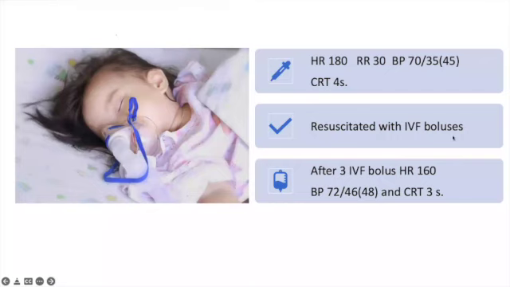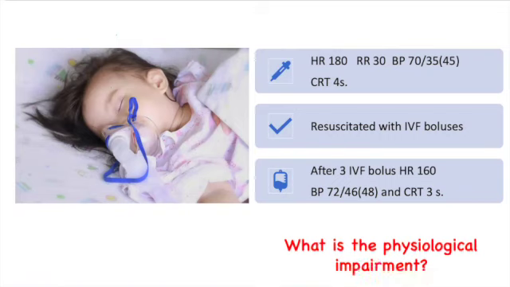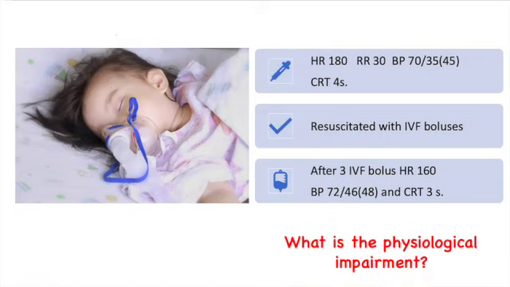You resuscitate the child with IV fluid boluses, and after 3 boluses, the child is still tachycardic, hypotensive with poor perfusion, capillary refill time still 3 seconds. So what is the physiological impairment here? What are we dealing with? What type of shock?